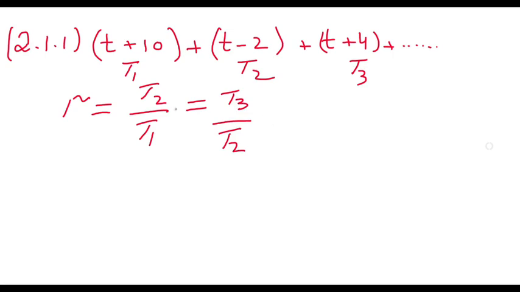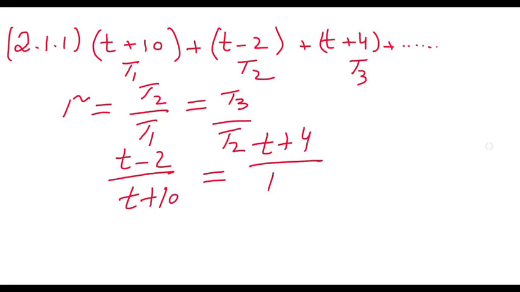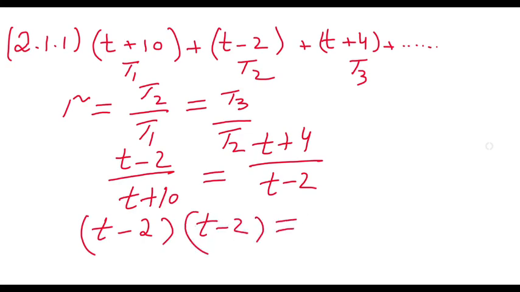So we got the term 2, t minus 2, and term 1 we got t plus 10, is equal to term 3 we have t plus 4, divided by term 2 we have t minus 2. Cross multiply, solve for t. So therefore t minus 2 multiply t minus 2 is equal to t plus 4 multiply t plus 10.